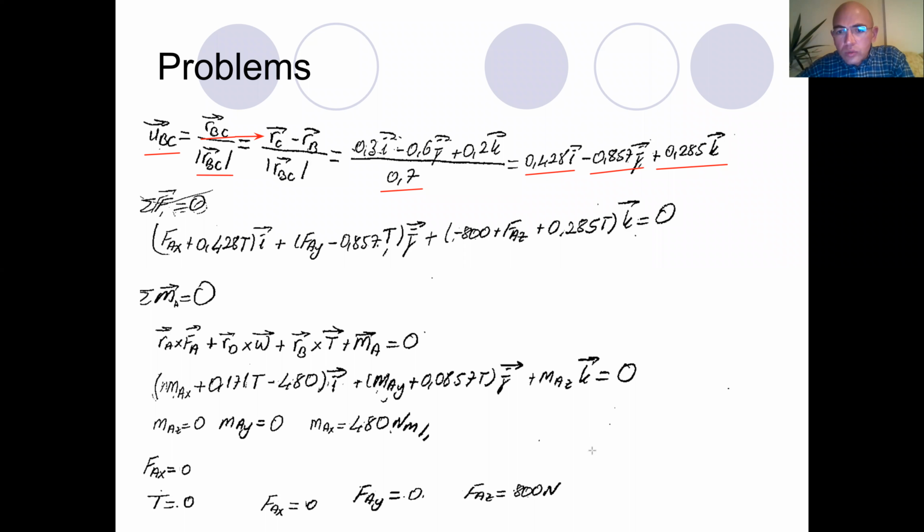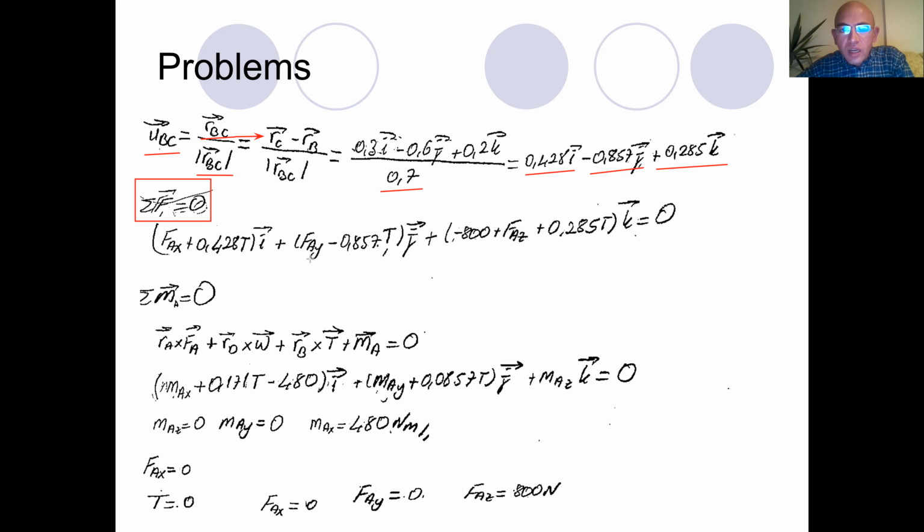Next thing is to write the equilibrium equations. We know that the sum of the forces in all directions has to be equal to 0. This is our first condition for static equilibrium. So in the x direction, I have Fax and the x component of the tension. Certainly, the x component of the unit vector is 0.428. Therefore, I have Fax plus 0.428 T I vector.